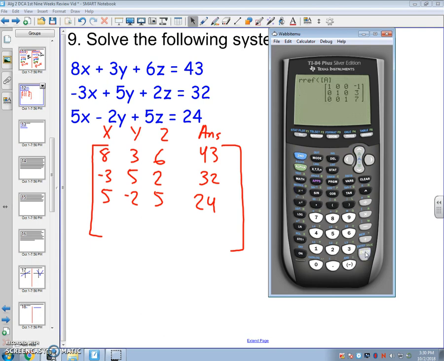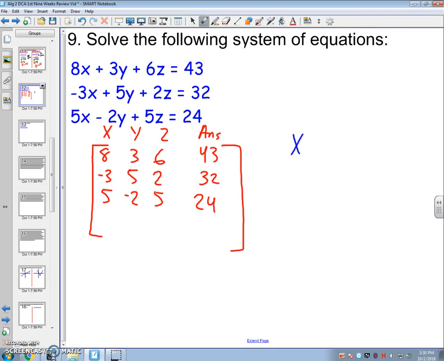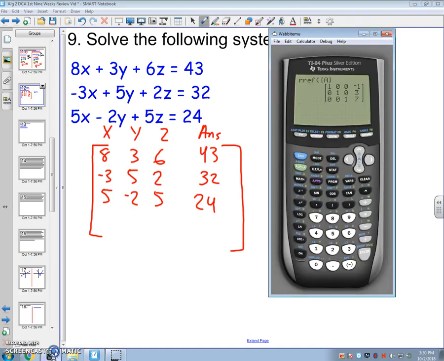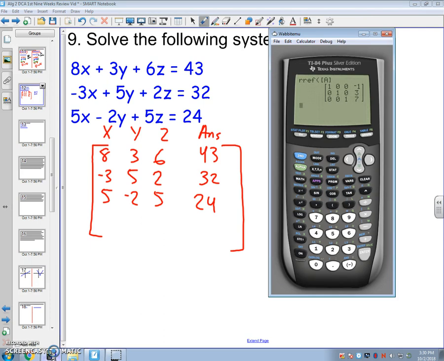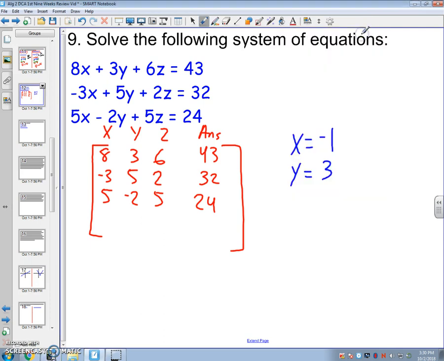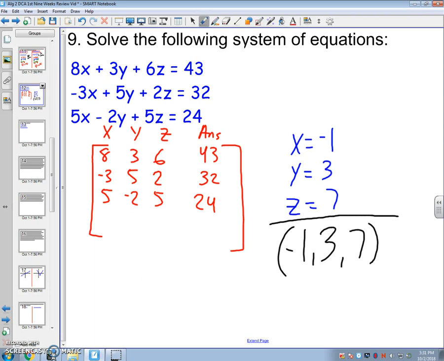You have to write down what it says. That 1 goes to x. So 1x plus 0y plus 0z, so just a single x equals negative 1. The second equation said a single y equals 3. So y equals 3. Then the third equation says a single z equals 7. Z equals 7. Remember this is an ordered triple, so you should combine it into a single point. This is negative 1, comma 3, comma 7. If you like to classify it, this would be consistent, independent.